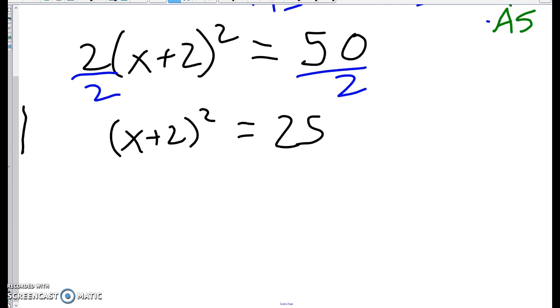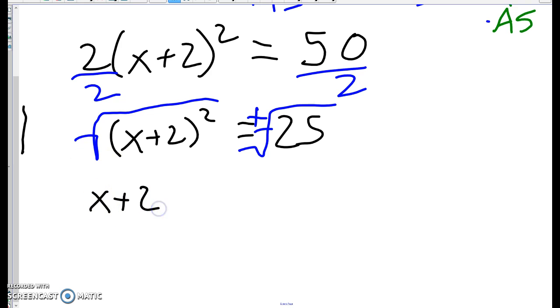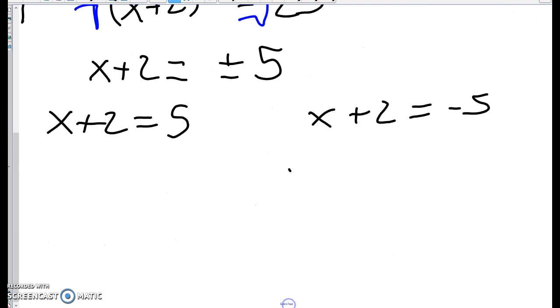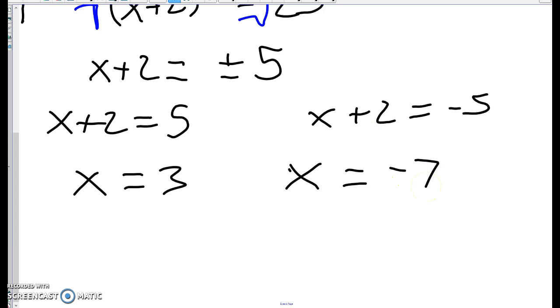And now we're at the square root step. We want to get rid of that whole thing squared, and so we're going to take the positive and negative square root and get x plus 2 equals plus or minus the square root of 25, which is 5. And then these are relatively straightforward equations to solve. Subtract 2 from either one and get x equals 3 and x equals negative 7. And again, those are your two solutions.